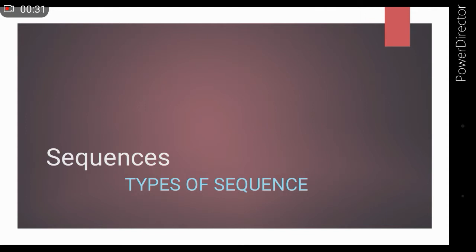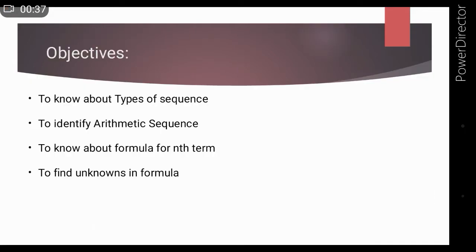So now we move towards our today's topic, that is types of sequence. Today I will tell you about types of sequence, how to identify an arithmetic sequence, what the formula is for finding the nth term in a sequence, and how we can find an unknown in the given formula.